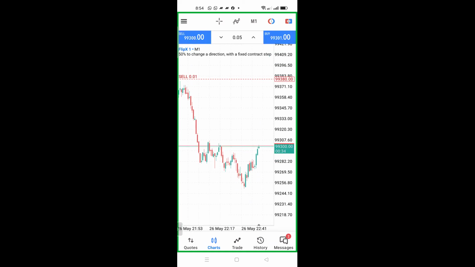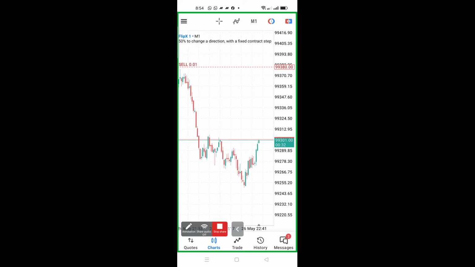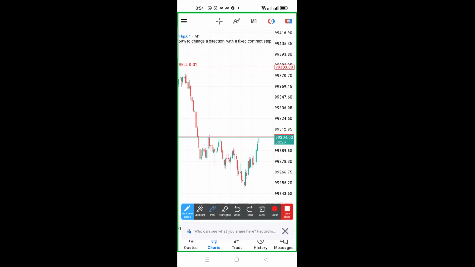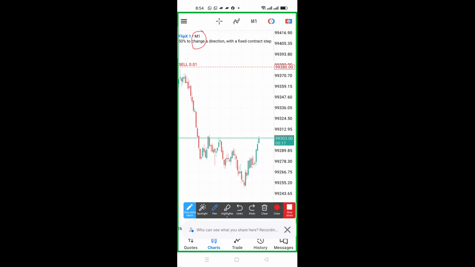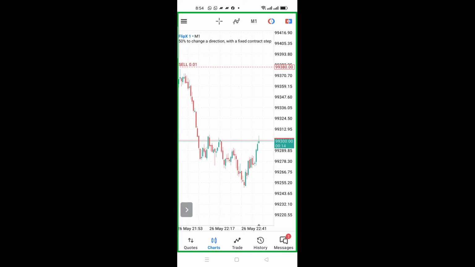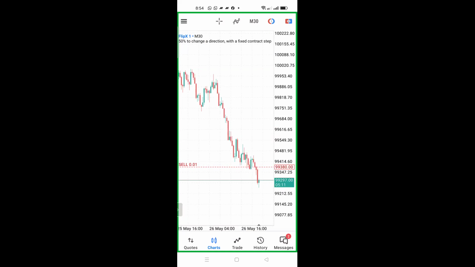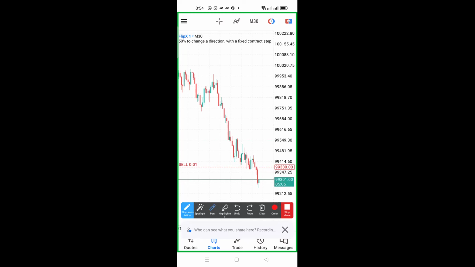How do you know this here? You're on 1 minute time frame. Now you want to change again to 30 minutes where we were. We have changed to 30 minutes right now. How do you know we're on 30 minutes? You look at it. This is 30 minutes. So I'm just showing you how to navigate on this chart now.